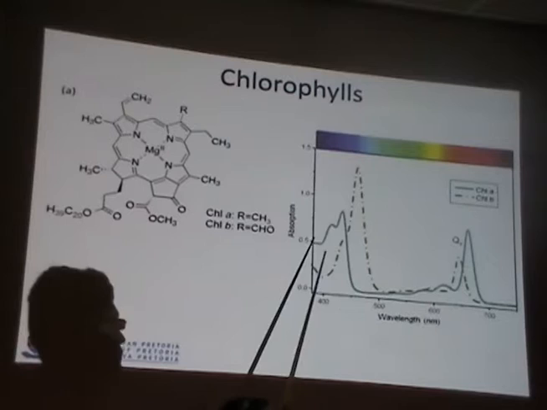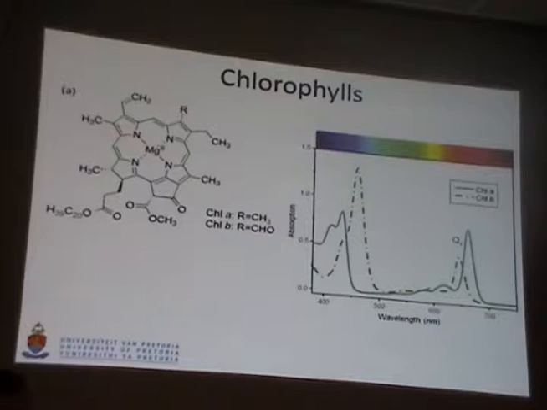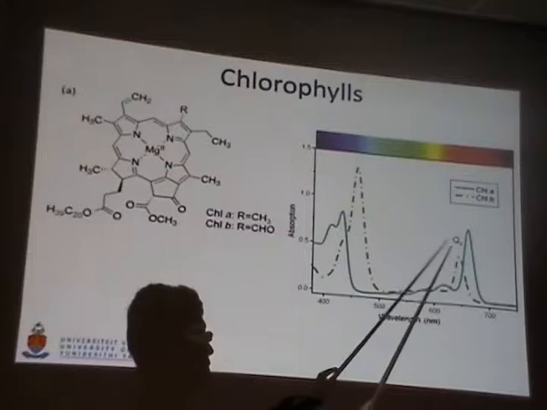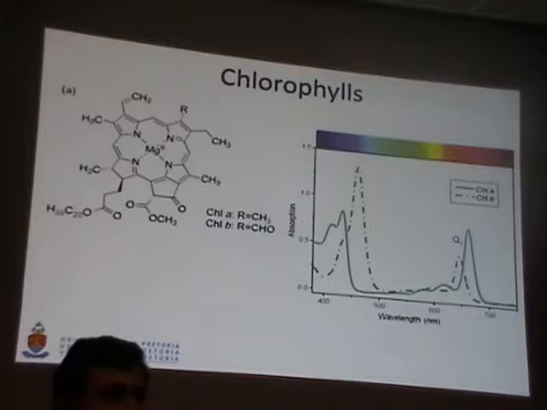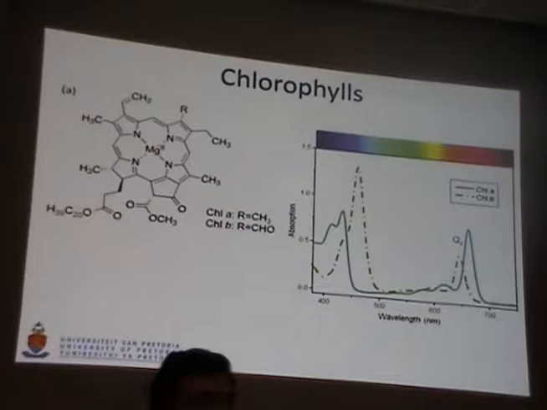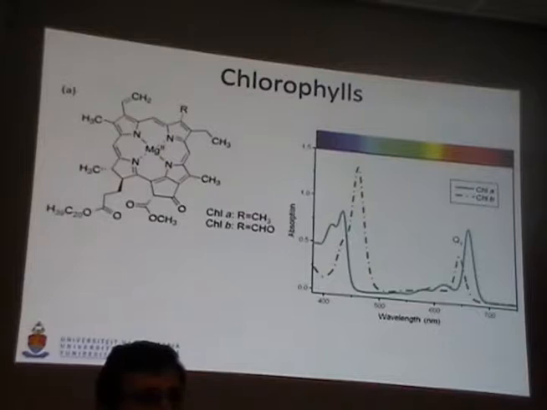So Chlorophyll A to B, just distorting this pi electron system slightly, we shift the QY bands by about 20 nanometers to the blue, and the solar band about 20 nanometers to the red. Okay, but now because these pigments are embedded inside a protein matrix, proteins are highly charged matrices. So at every position, the pigment experiences a different environment. This is called the local protein environment.